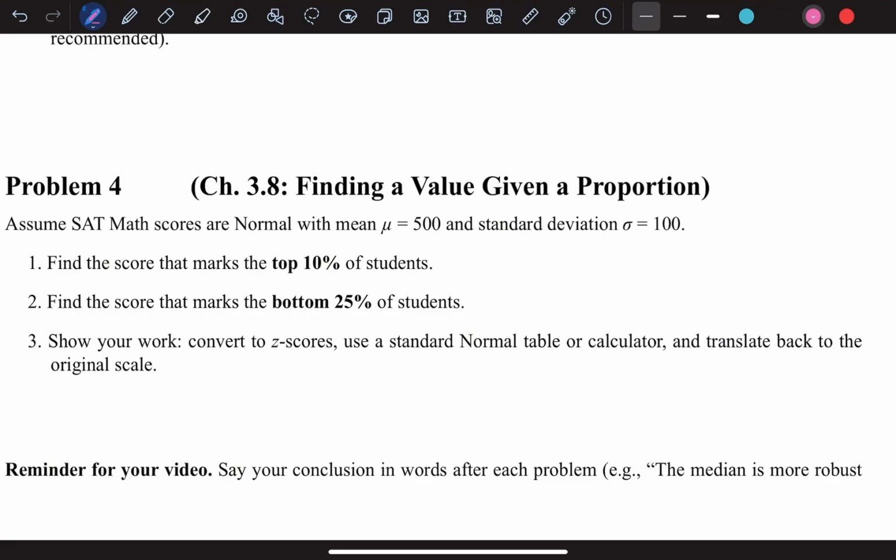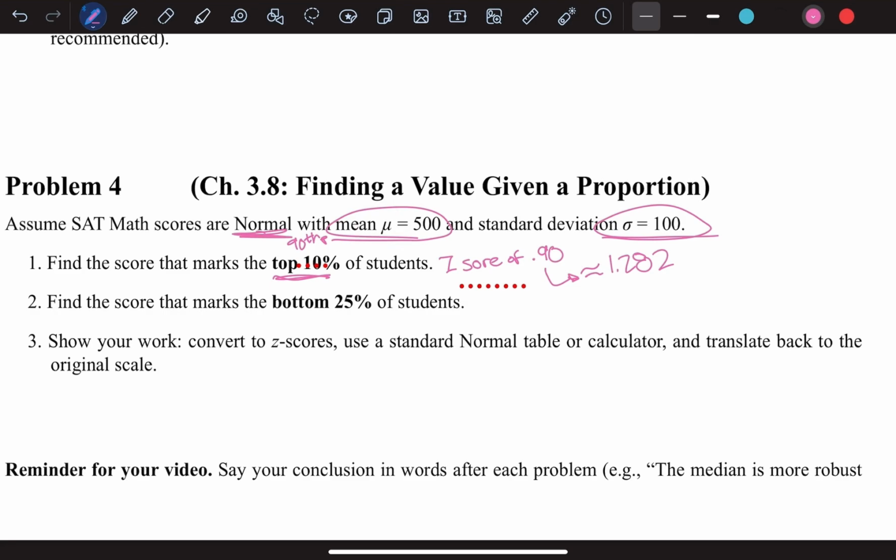Problem 4, finding a value given a proportion. Assume SAT math scores are normal with a mean of 500 and a standard deviation of 100. Find the score that marks the top 10%, so the 90th percentile of students. So we have to find the z-score of 0.90. If you look at the chart, this comes out to about 1.282.